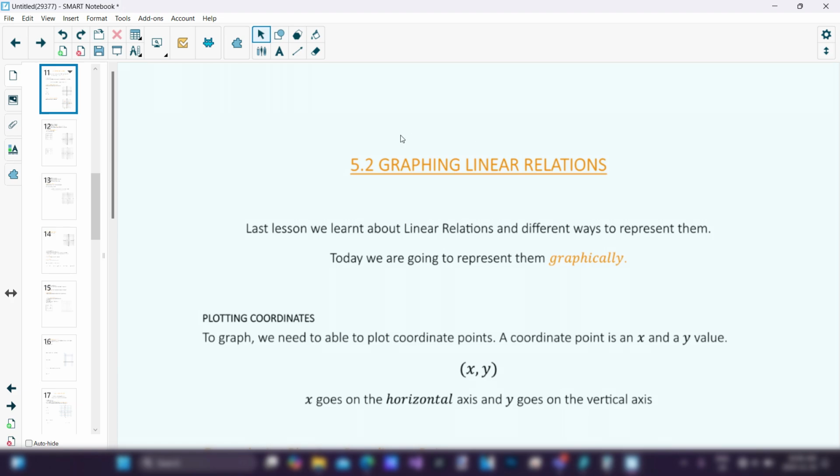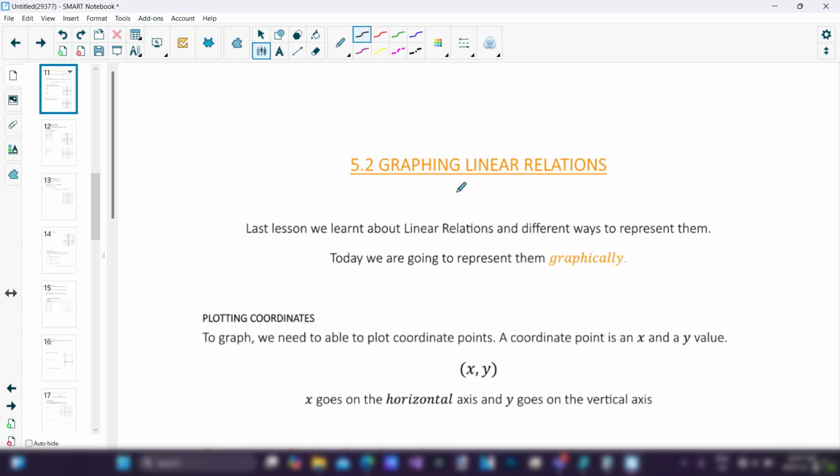All right, so last lesson we would have learnt how to create equations from tables of data and create our linear relations. And so those equations were one way to represent a linear relation, one way to represent the data. Today we're going to learn another way. We are going to graph these linear relations.